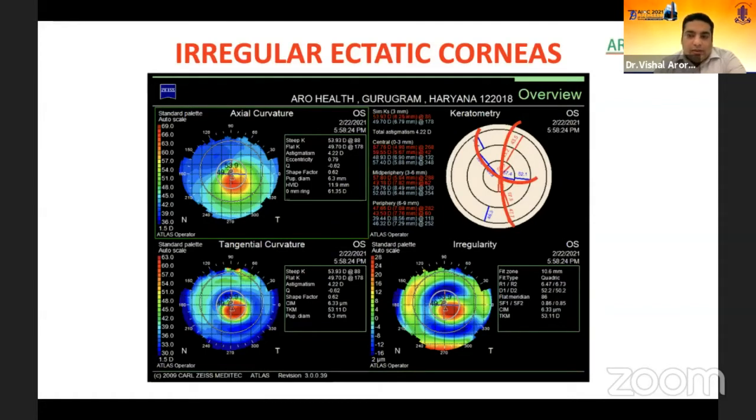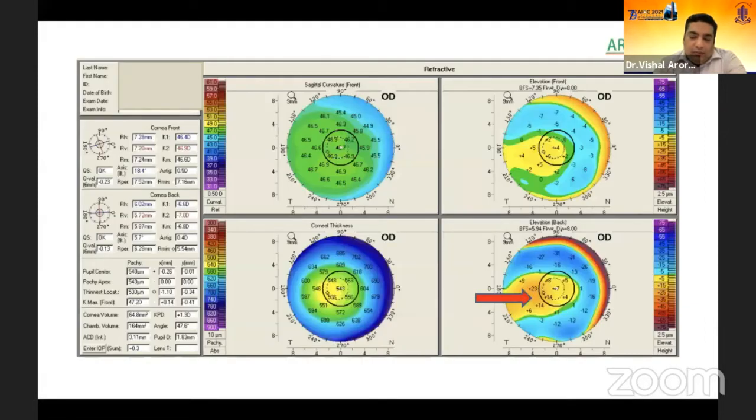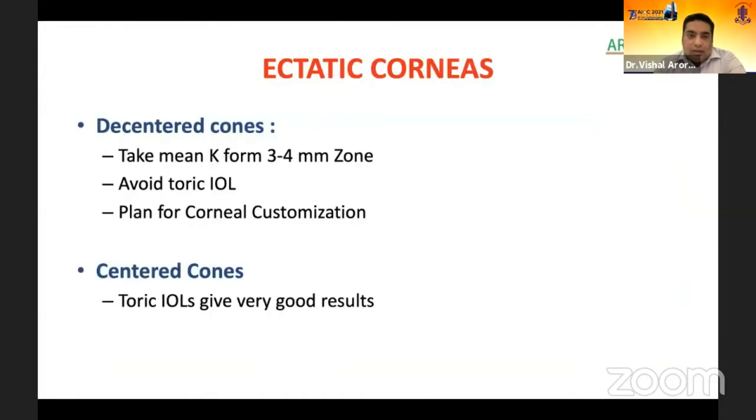So that is the biggest fallacy here. But what you can do is that once you have the pre-data and they present that, yes, they have an ectatic cornea, you always look at the cone. If the cone is outside the 3 millimeter zone, it is better not to use a toric IOL. If it is in the 3 millimeter zone, toric IOLs usually give a very good result.